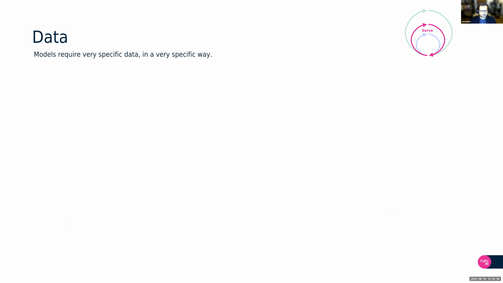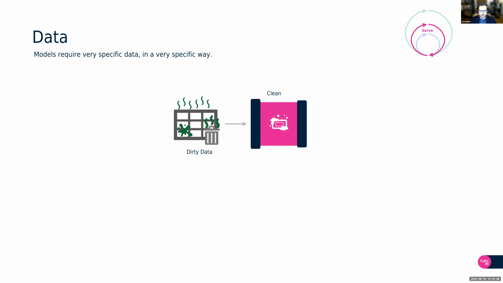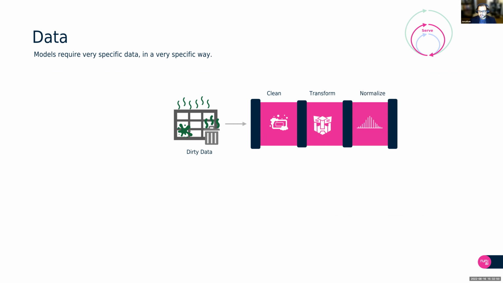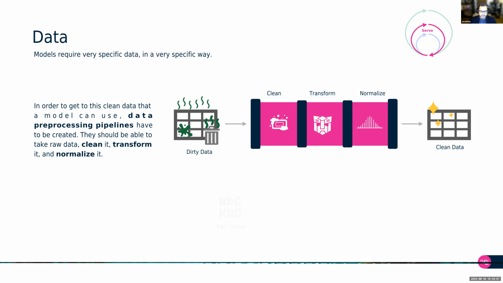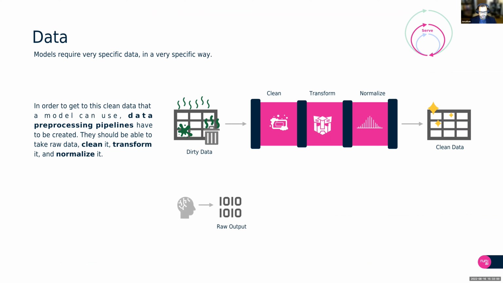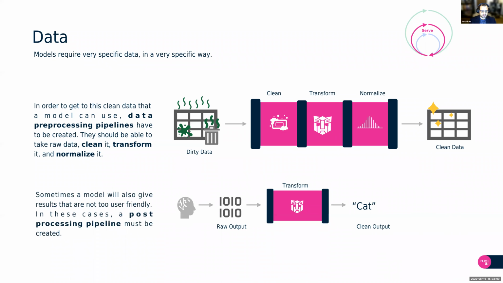So with our data, models require very specific data in a very specific way, and often our raw data isn't model ready. So we've got to set up cleaning methods. We have to transform this data and often normalize it before we can actually get to our nice, clean, model-ready data. And so data processing pipelines have to be set up. And also, depending on the model, we might get some output from the model that isn't user-friendly. So we have to set up transformations to take this raw data and output something that is user-friendly. So post-processing pipelines have to also be created.